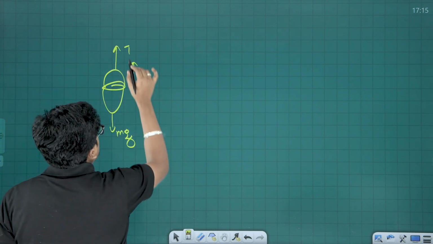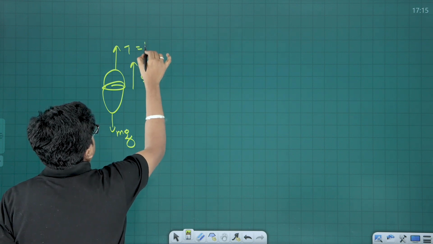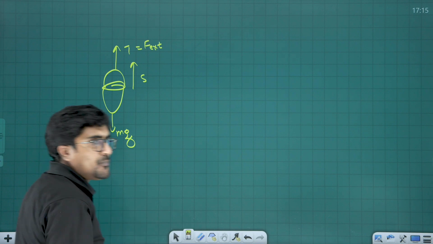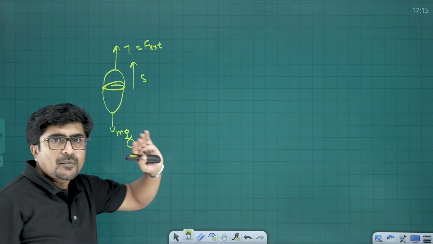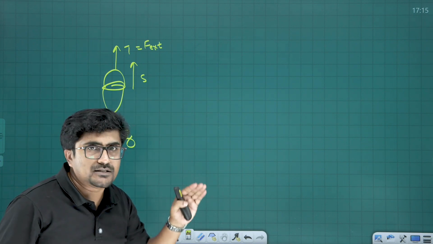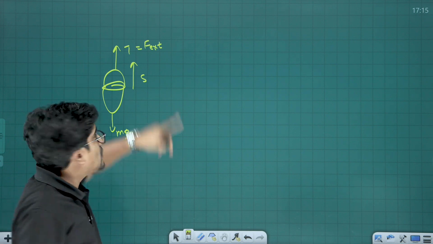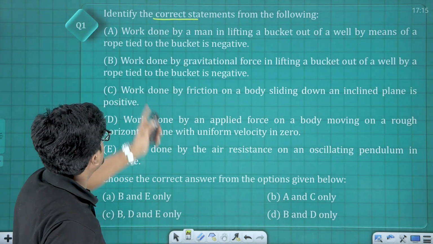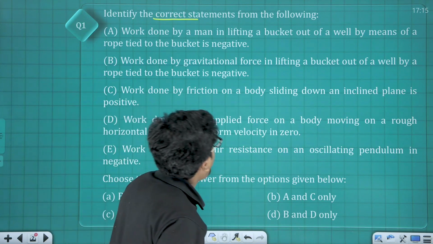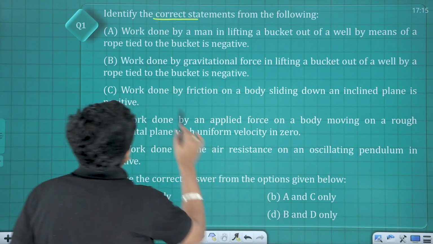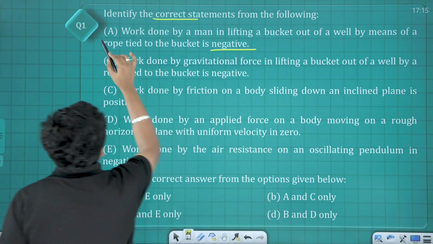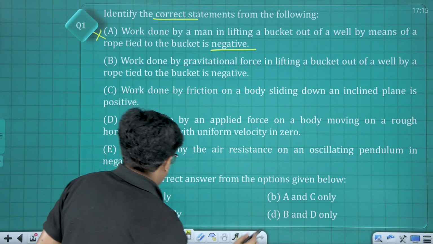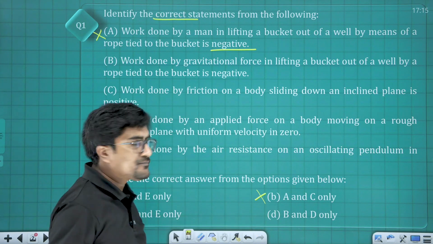Now, definitely, here the work done by the external agent, the force by the external agent is acting in the upward direction. So definitely the work done by the external agent is going to be positive because force is in the upward direction, displacement is in the upward direction. And here the statement says work done by a man in lifting a bucket out of the well is negative. That means this statement is wrong. So once this is wrong, this cannot be in our list now.